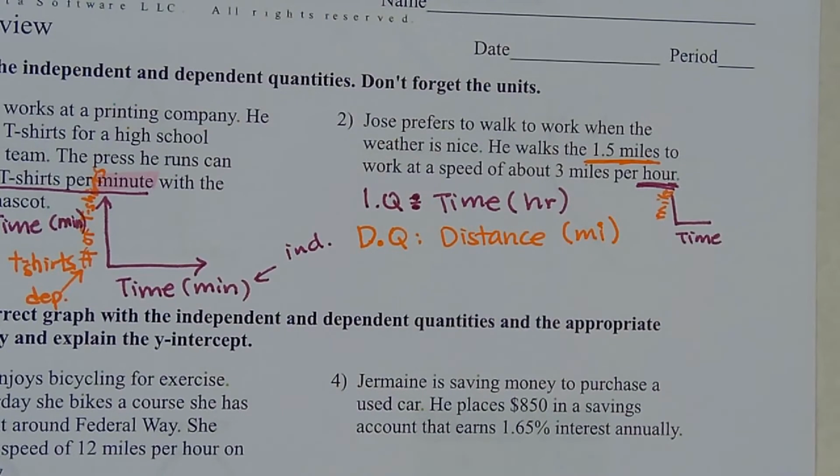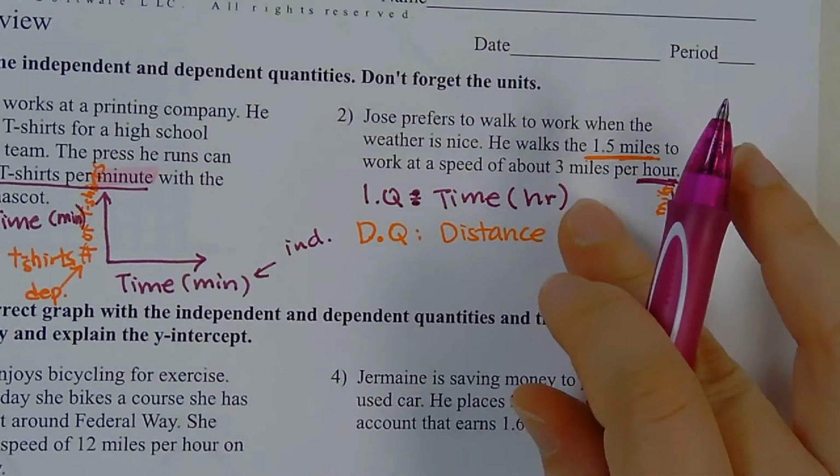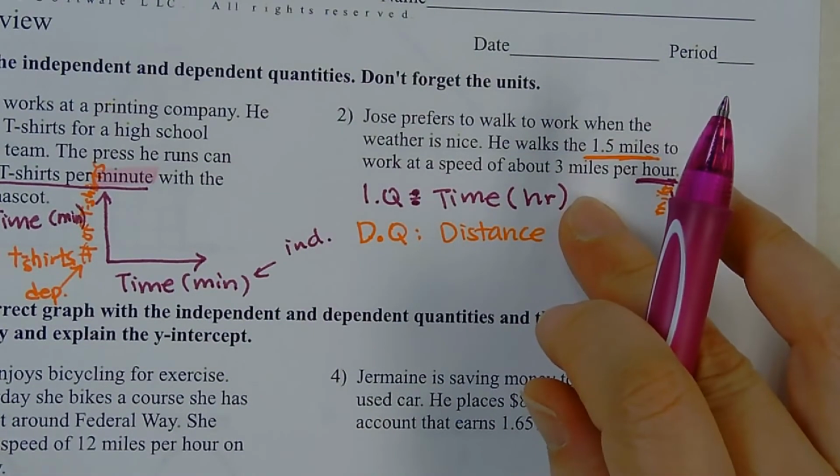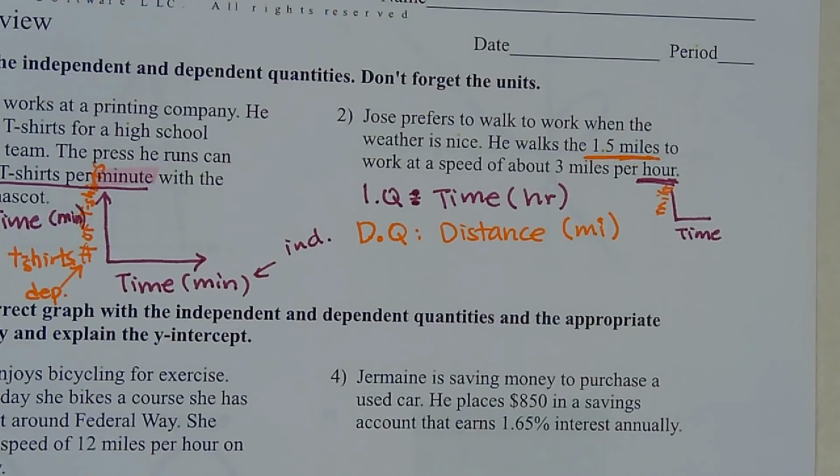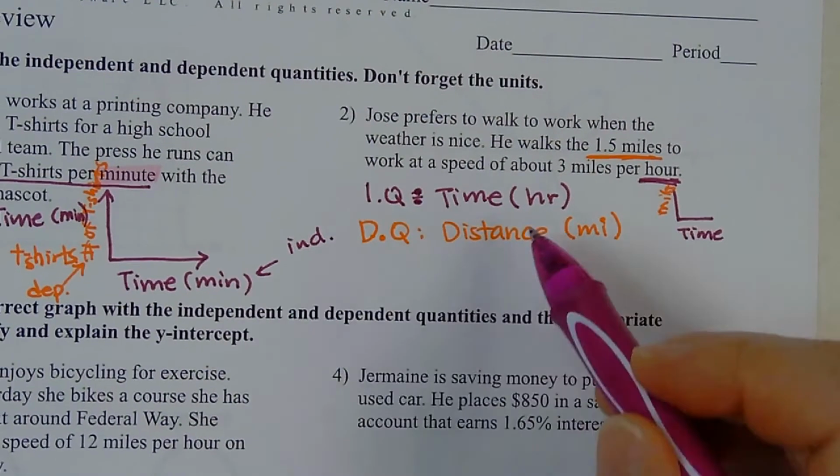Okay, so make sure you're including those units as well because we want to know what units we're using. Because if I just say distance, well, am I measuring it in centimeters, meters, miles? And same thing with time. Am I measuring in hours, minutes, days, weeks? I don't know. You have to specify that.